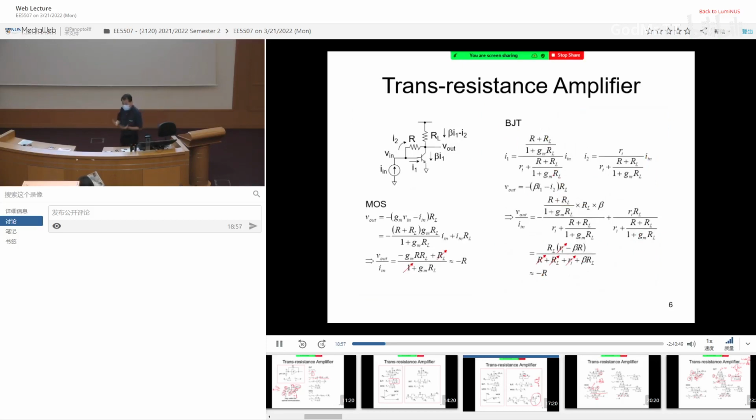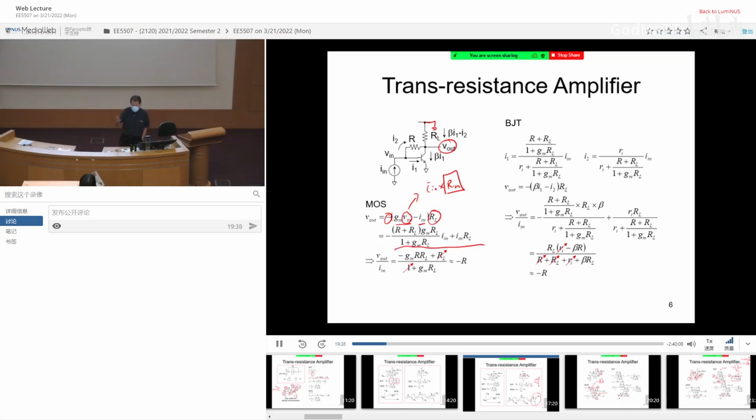Now then, of course, the most important thing: what is the gain of this transresistance amplifier? Starting from the MOSFET, we want to find Vout over Iin. So Vout is given by the current source, which is gm Vin, minus the Iin, and then multiplied by RL. The negative sign is because the top is virtual ground. Then we can replace Vin, because Vin is simply given by Iin multiplied by Rin. And we know Rin, we derived it earlier. So you replace everything, and you end up with a very complicated formula.